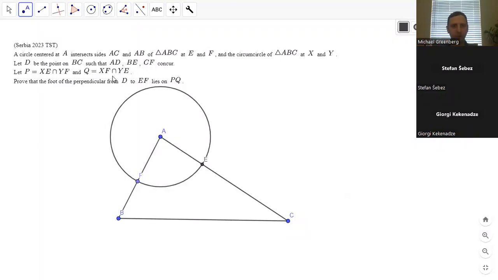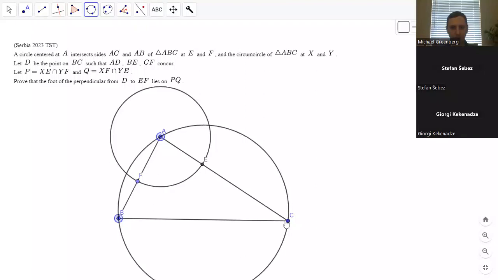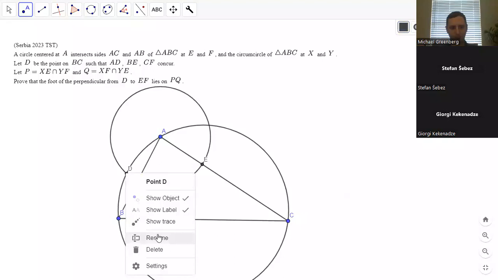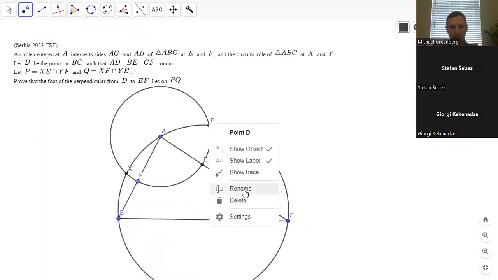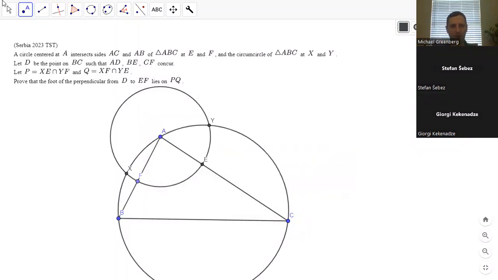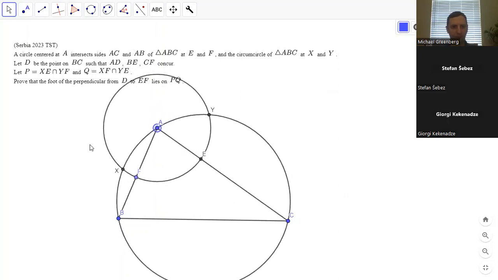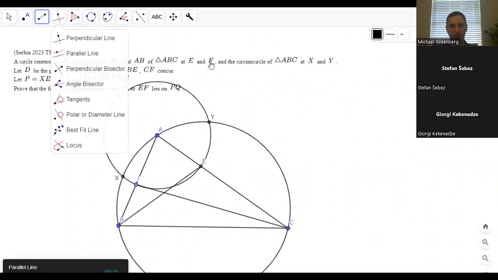And then we also see where it intersects the circle of ABC. It intersects it at X and Y. That's X, and this is Y. All right. And D is on BC, so that AD, BE, and CF concur. So we could use Ceva's theorem because of that. We might be able to use projective geometry and harmonic conjugates.